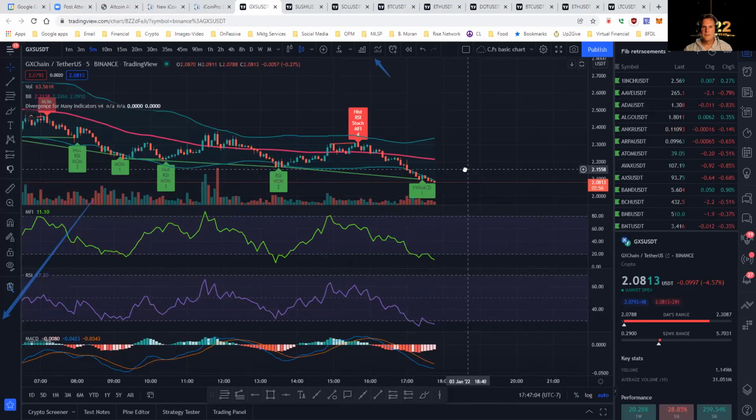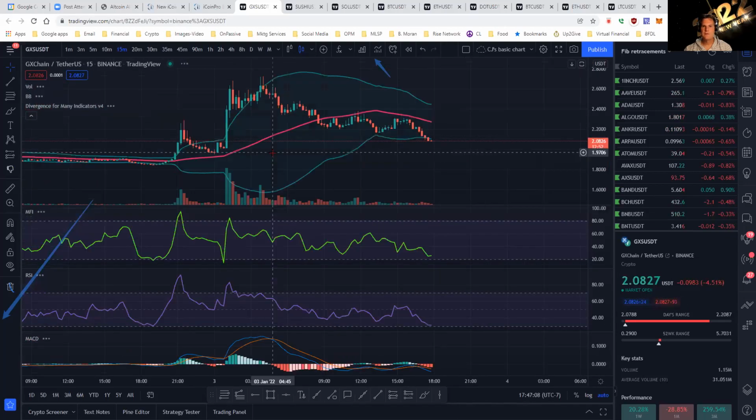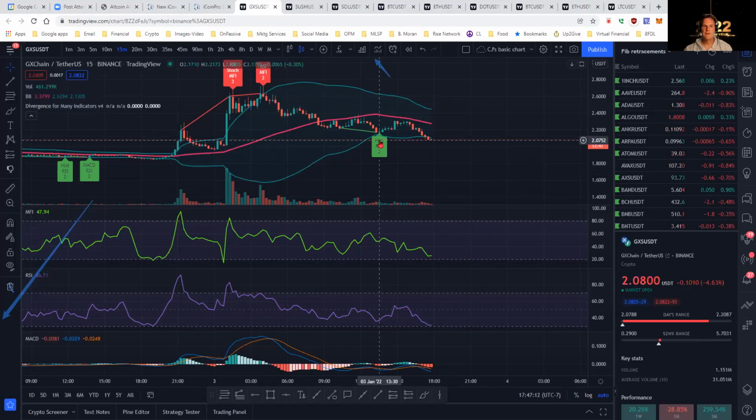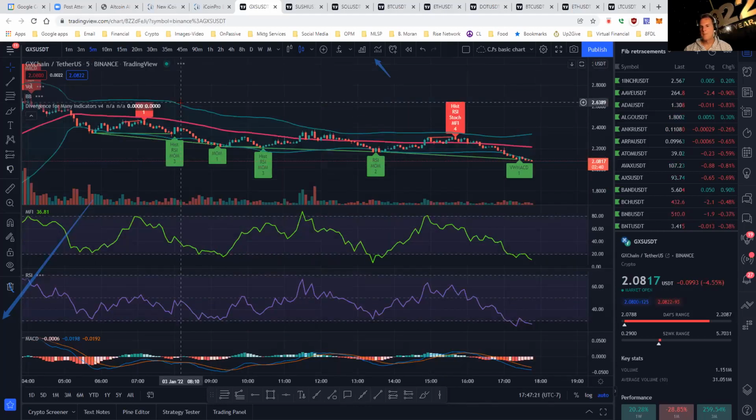All right. So again, we moved to the 15-minute chart. If you want to trade this, and probably do your divergence alert. We're down here on the MFI or the RSI. I'm starting to repeat myself, so that's not good.